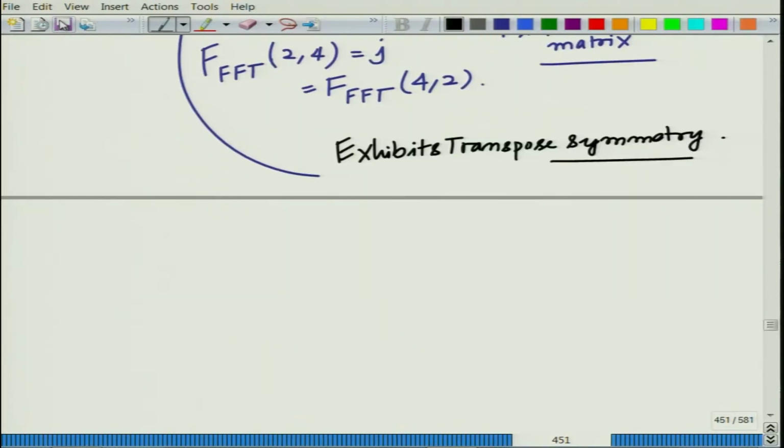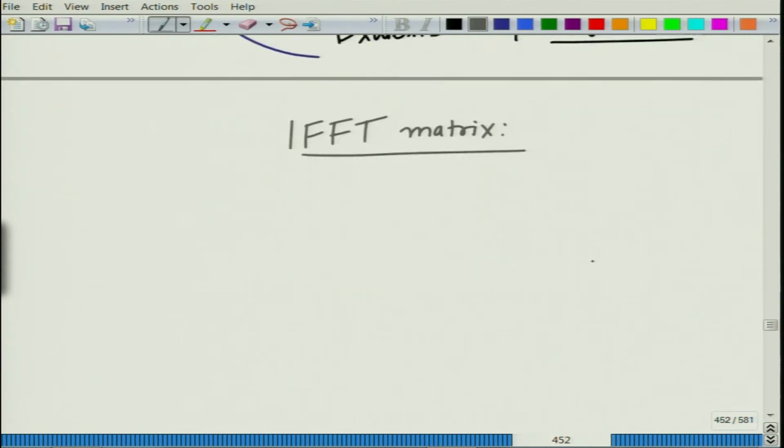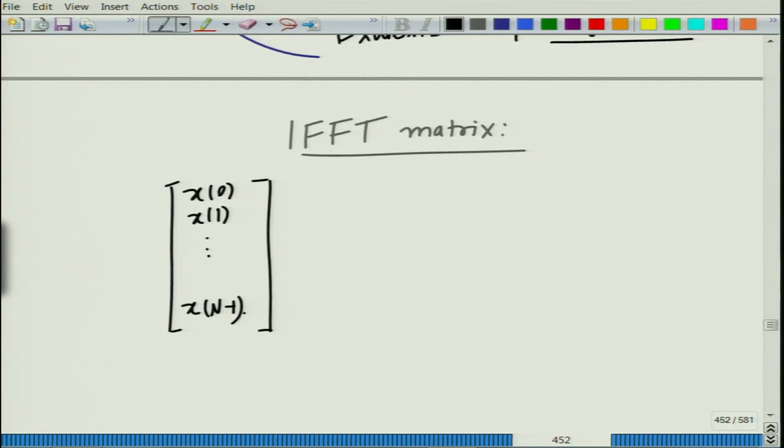Now, let us come to the IFFT matrix, and the IFFT matrix can be written similarly. This is an n cross n matrix. If you look at this, you will get back the time domain representation. What does the IFFT do? It gives back the time domain representation from the frequency domain quantity.